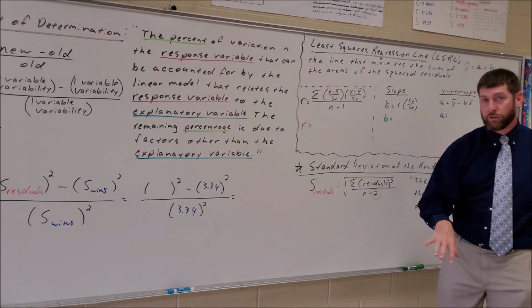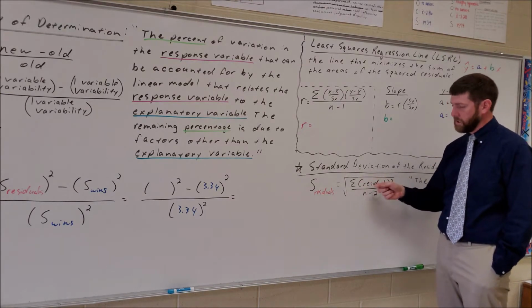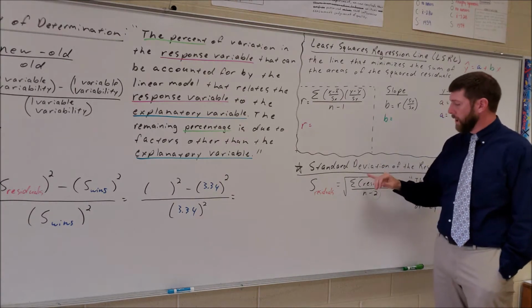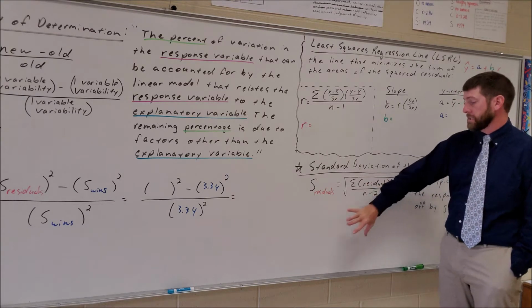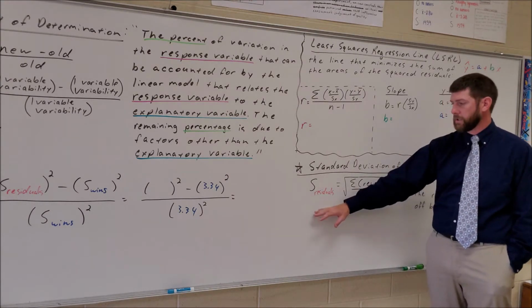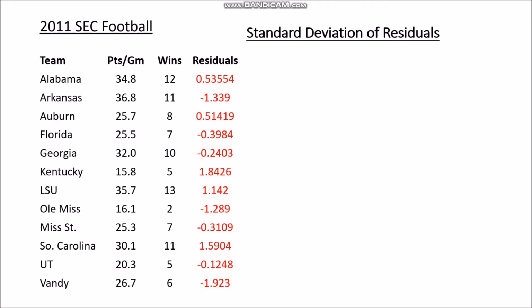I'm going to show you guys how to do that on the calculator, because this is pretty easy to do since we've already calculated the residual list in the last lesson. So I'll show you how we can get standard deviation of the residuals real quick. So we're going to jump over to the calculator and calculate standard deviation of the residuals for this data set.